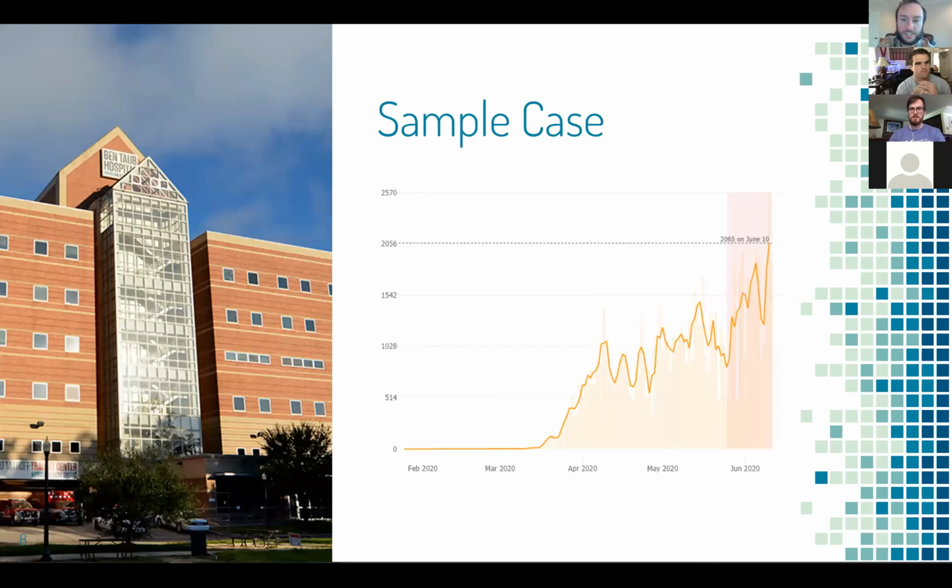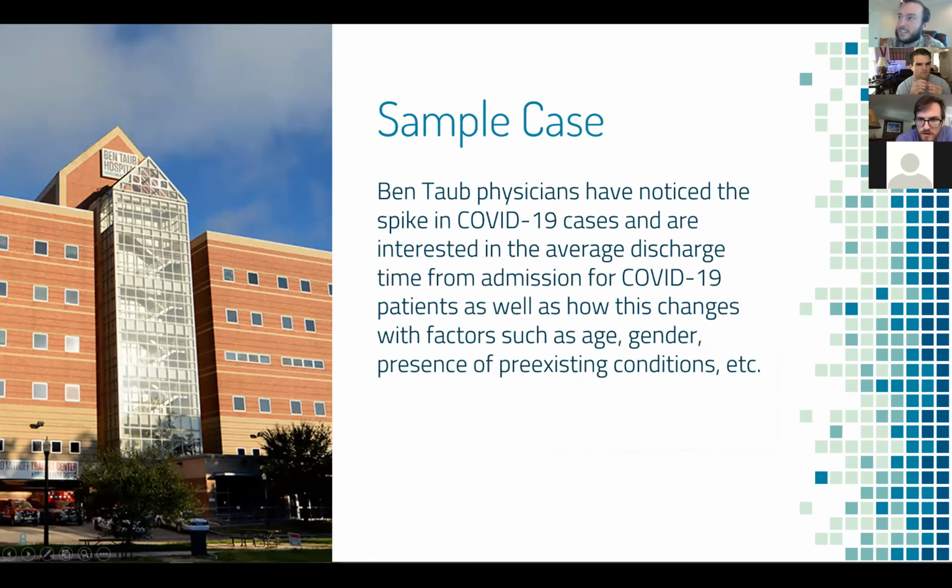Okay, so here's a sample case to get your brain thinking. What we have here is a graph from the Johns Hopkins coronavirus dashboard. This is the great state of Texas that we're looking at, just the number of cases per day. As you can see, it's been increasing in the past. I think everyone knows that.